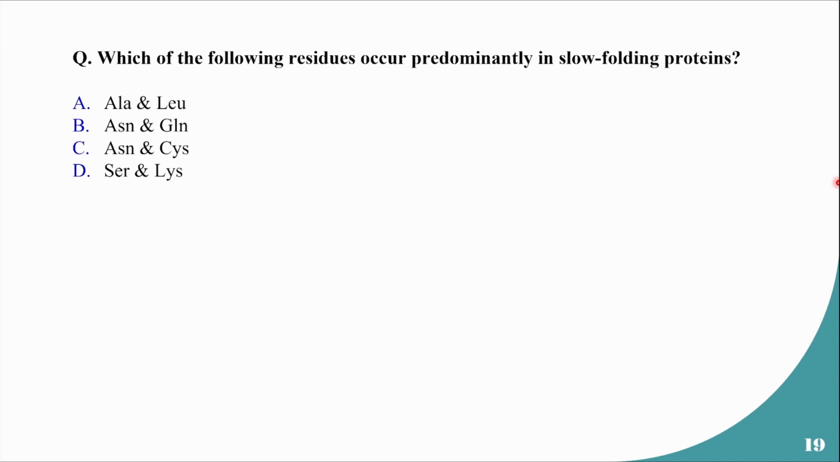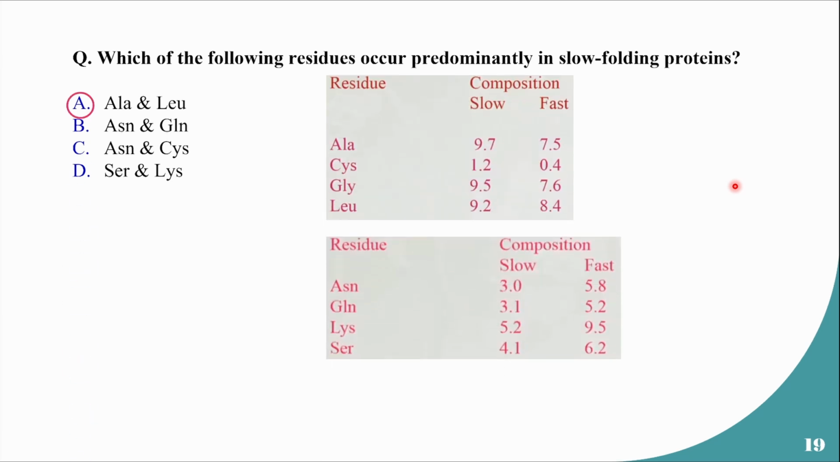Now, Professor Gromiha also introduced different tables which detailed calculations regarding the composition of certain residues in slow or fast folding proteins. Here the answer would have been alanine and leucine. We see that the non-polar residues, for example alanine, leucine, and so on, in slow folding proteins have a higher composition value compared to the fast folding proteins. You can see here from 7.5 to 9.7.